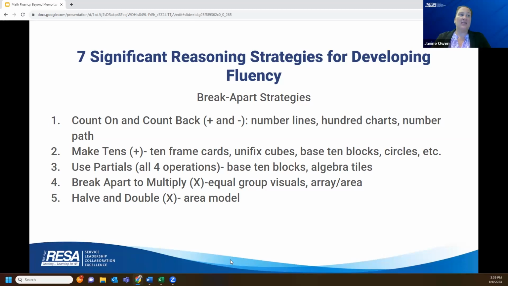So that would be when we use either the equal group visuals or the arrays or areas. The halving and doubling strategy is best used with the area model. That's best when there's a problem that ends with a 5.